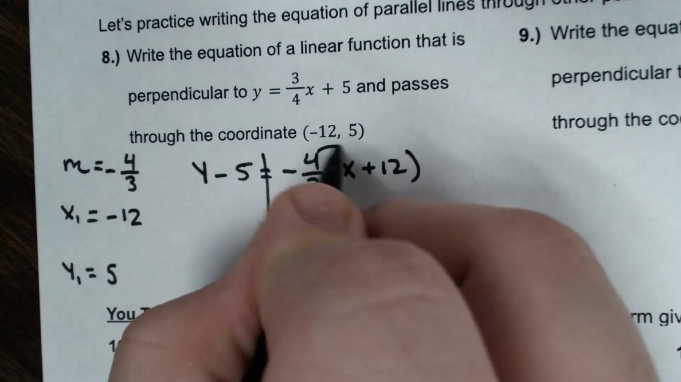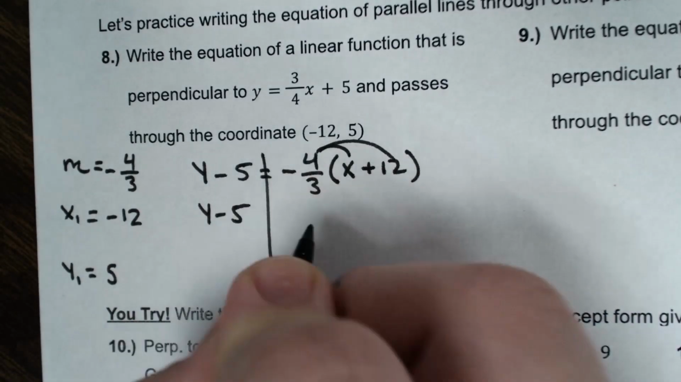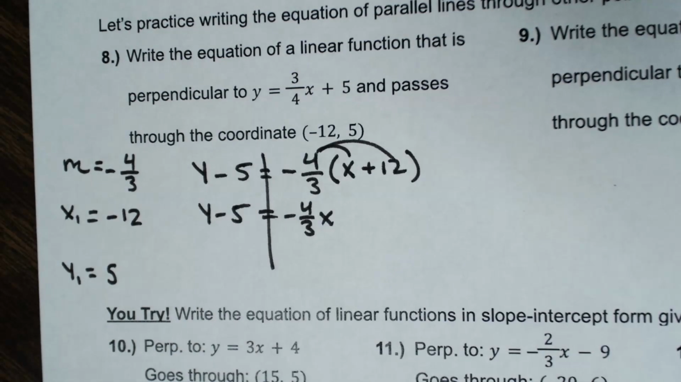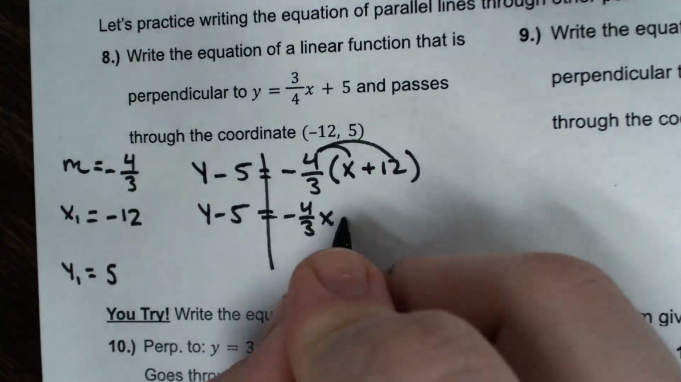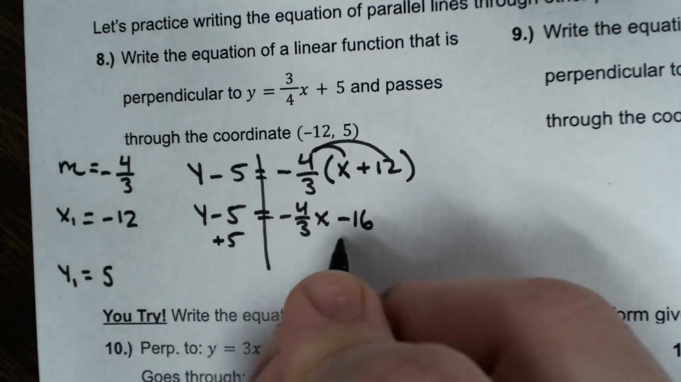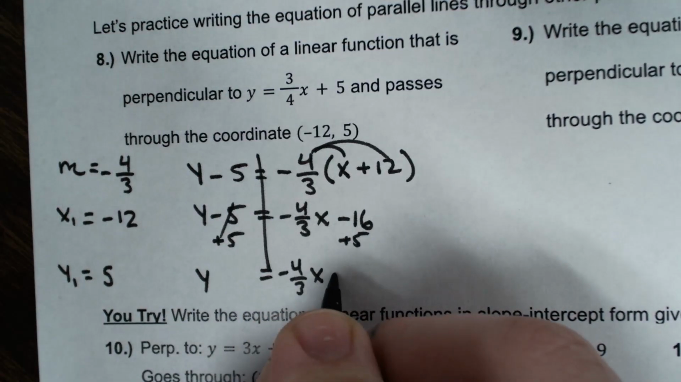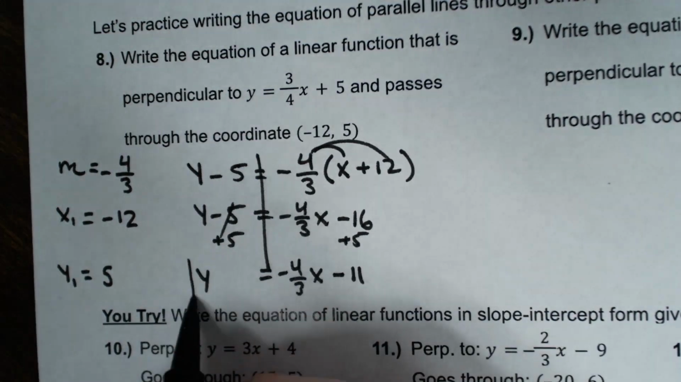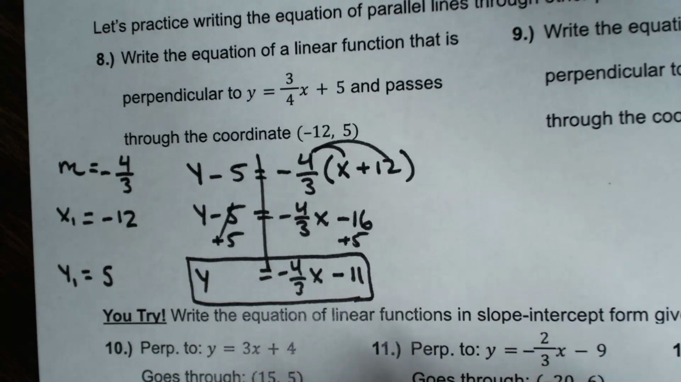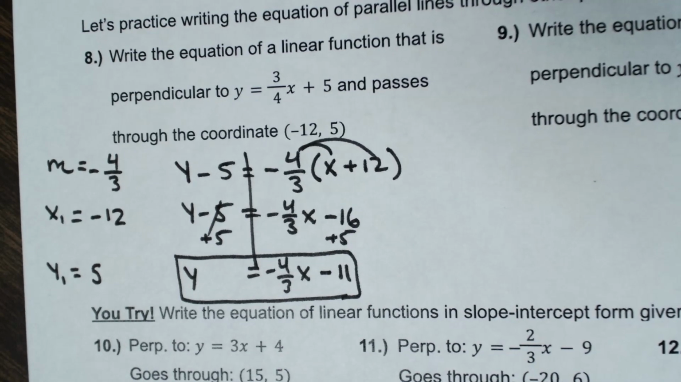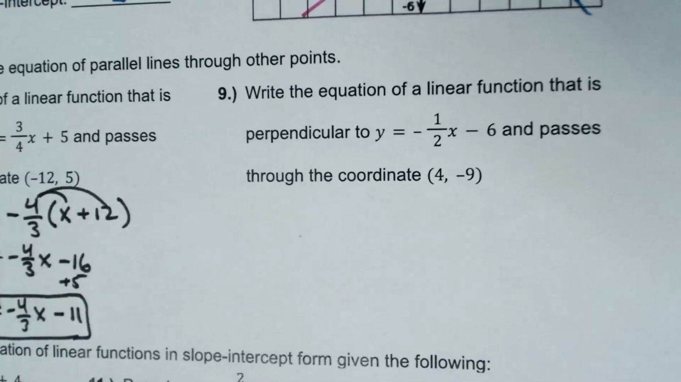So distribute the negative 4/3. Negative 4/3 of 12. Okay, so 1/3 of 12 is 4, so 4/3 would be 16, right? So we've got negative 16. Add 5 to both sides. We get negative 4/3 x minus 11. Questions on 8? Okay.